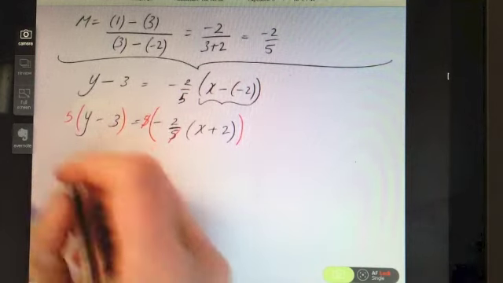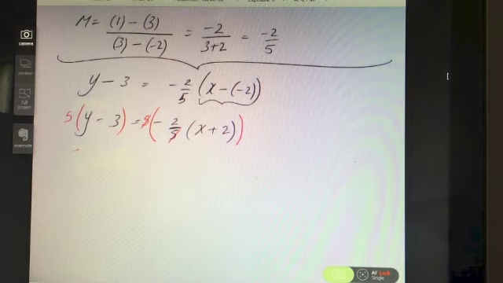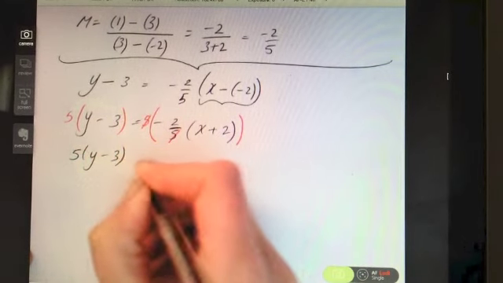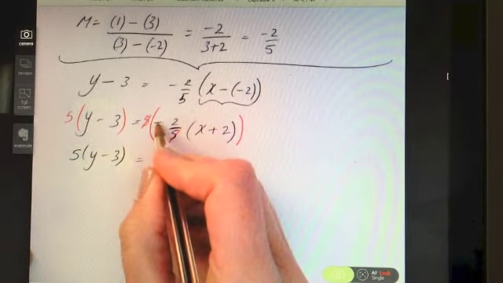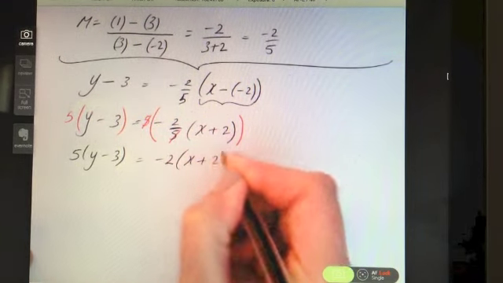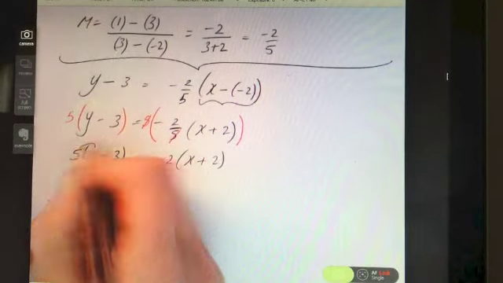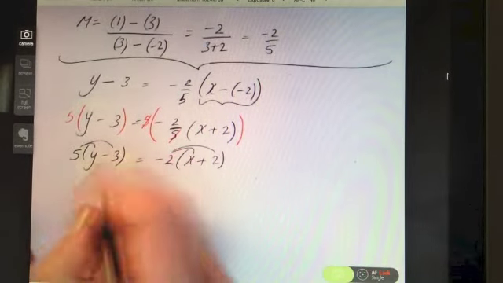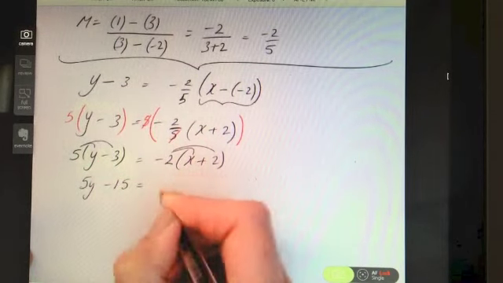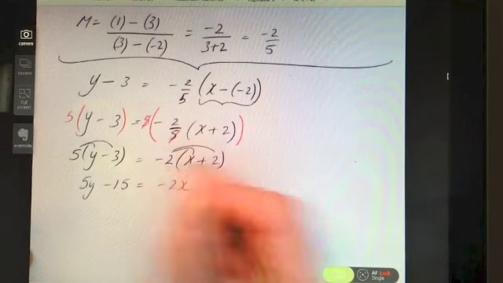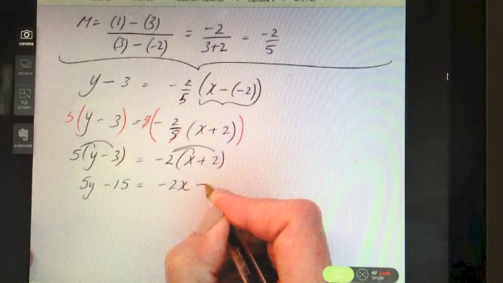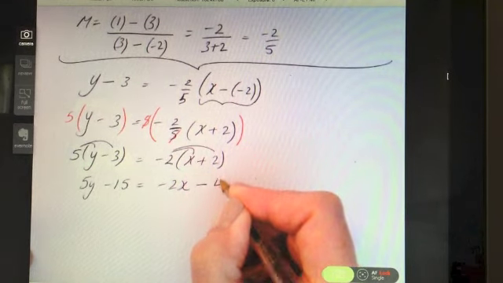But of course, if I'm multiplying the right-hand side by 5, I've got to multiply the left-hand side by 5. Before I multiply it out, I'm just going to write it out for myself. So I have on the left-hand side 5 times y minus 3. On the right-hand side, I'm left with minus 2 still on top and x plus 2. Now I'm going to go ahead and multiply out my brackets. So 5 times y is 5y, 5 times minus 3 is minus 15, minus 2 times x is minus 2x, and minus 2 times plus 2. A minus by a plus is minus, of course, and 2 times 2 is 4.